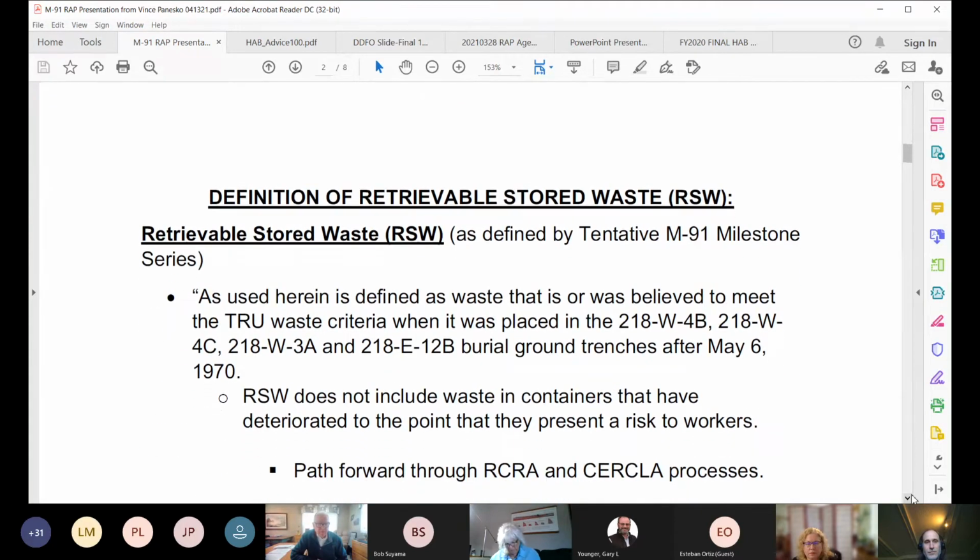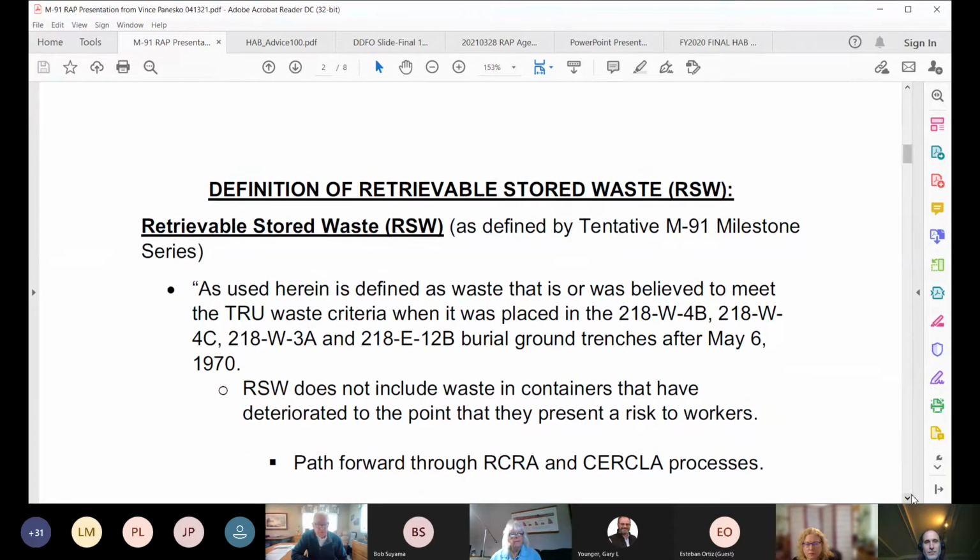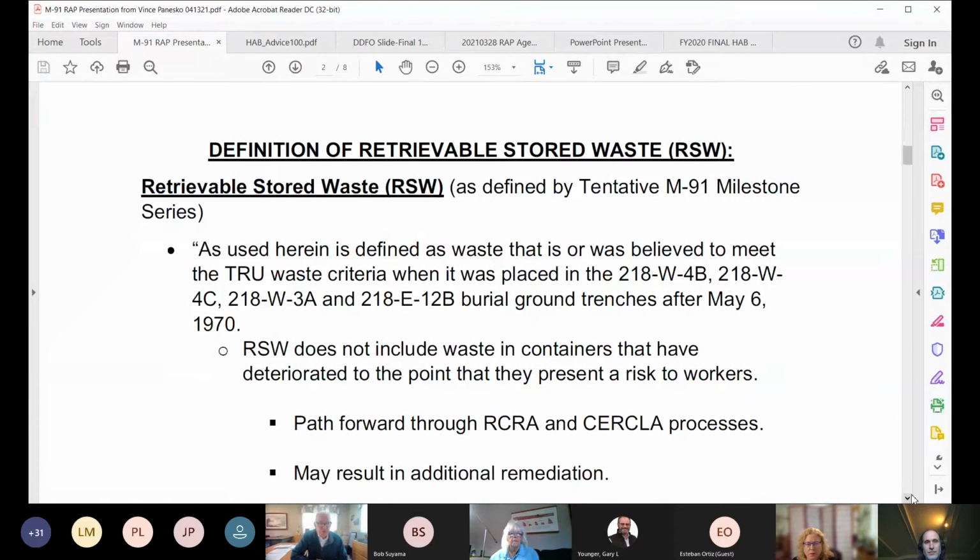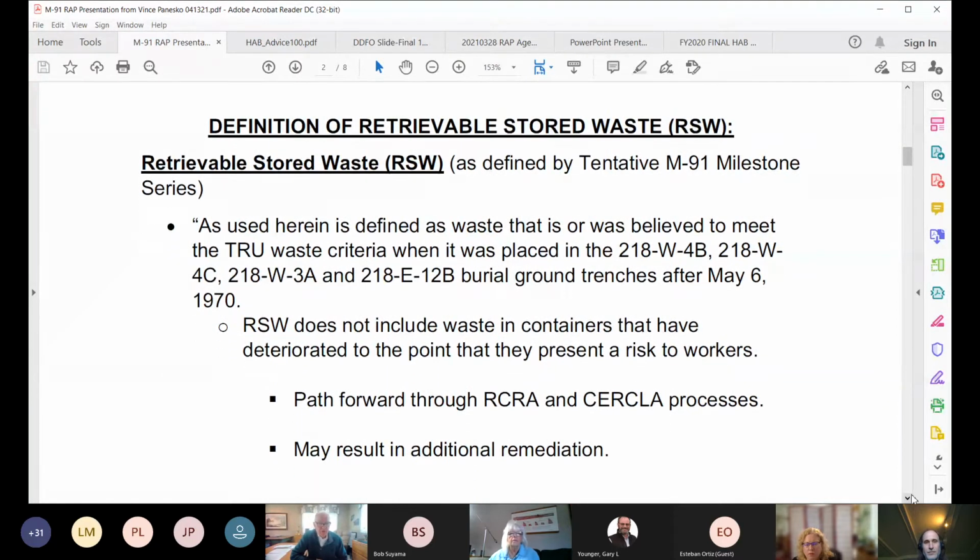What was kind of puzzling is, what is retrievable stored waste? Now they call it retrievably stored, and as defined in the milestone, it's waste that was believed to meet TRU criteria when it was placed in one of those 4 burial grounds after May 1970.